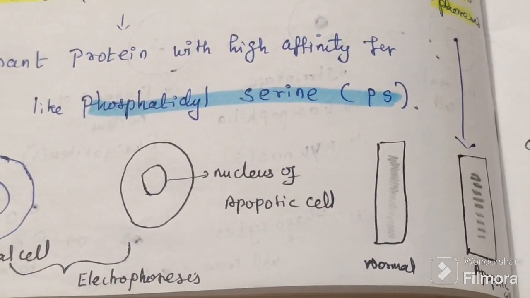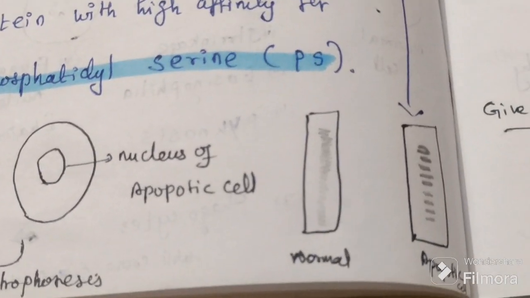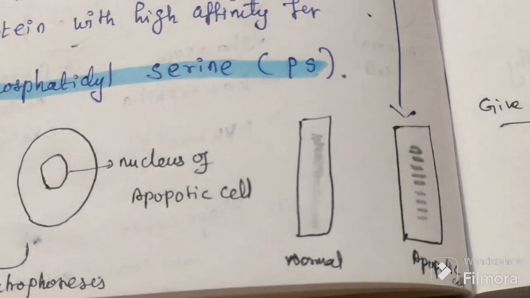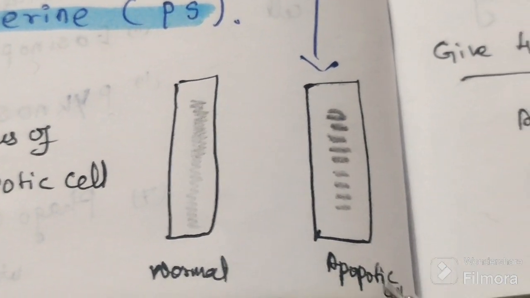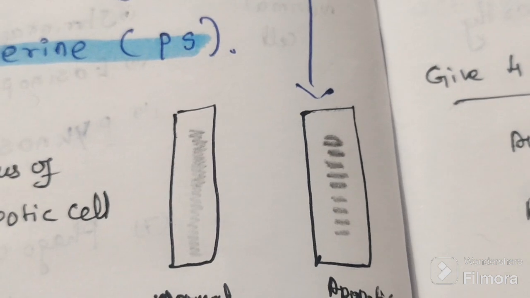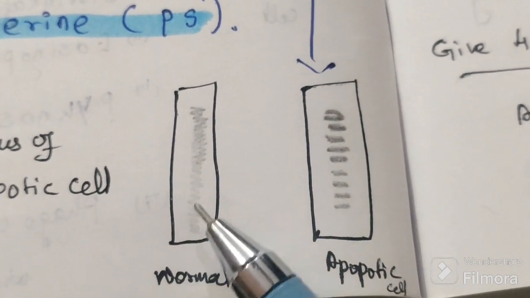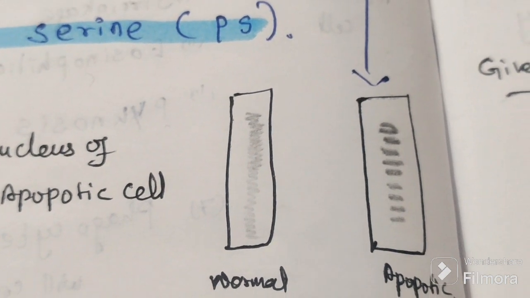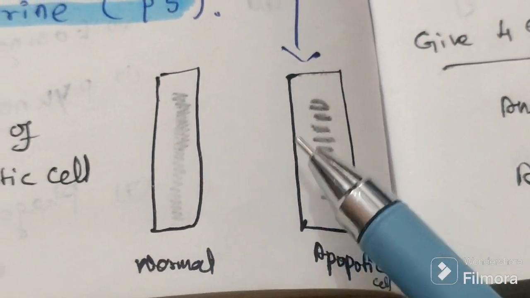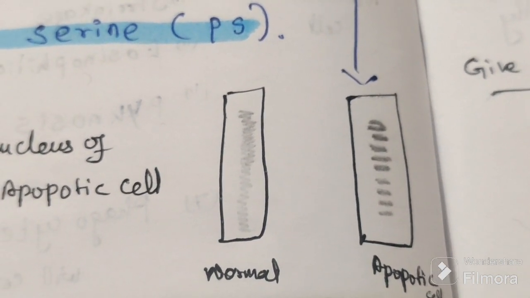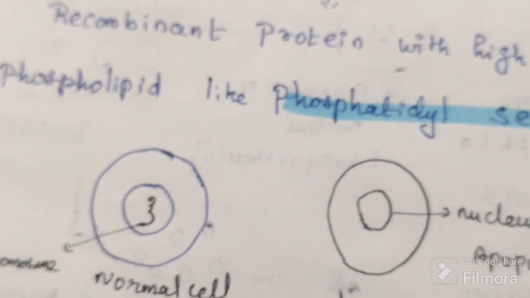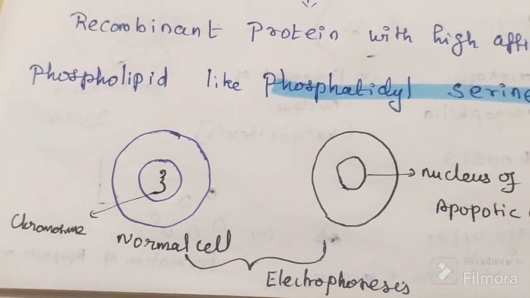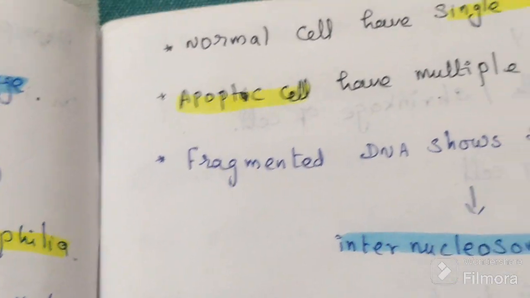Second method is the agarose gel electrophoresis method. This one is the normal cell, and this one is the apoptotic cell. The normal cell has a single piece of chromosome. The apoptotic cell has multiple pieces of chromosome, 1, 2, like this, multiple. It looks like a step ladder appearance. So by using these two methods, we can identify which one is the normal cell and which one is the apoptotic cell.